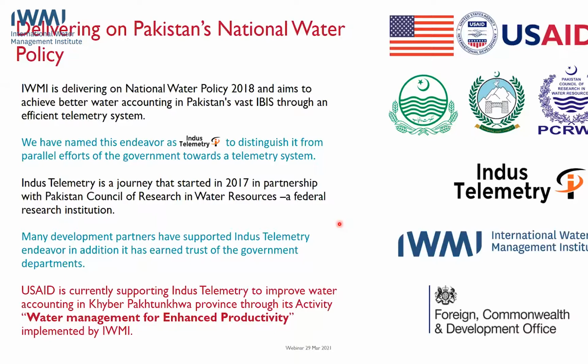Now, we are receiving generous funding from USAID through the Activity Water Management for Enhanced Productivity. We are focusing on the Khyber Pakhtunkhwa province to make it a role model for the rest of the country, where we can install flow monitoring instruments at all its tier 1, or main canals, to monitor the flow. This flow monitoring will help in reducing the volume balance error in the water accounts, or cover the unaccounted for water for the province.